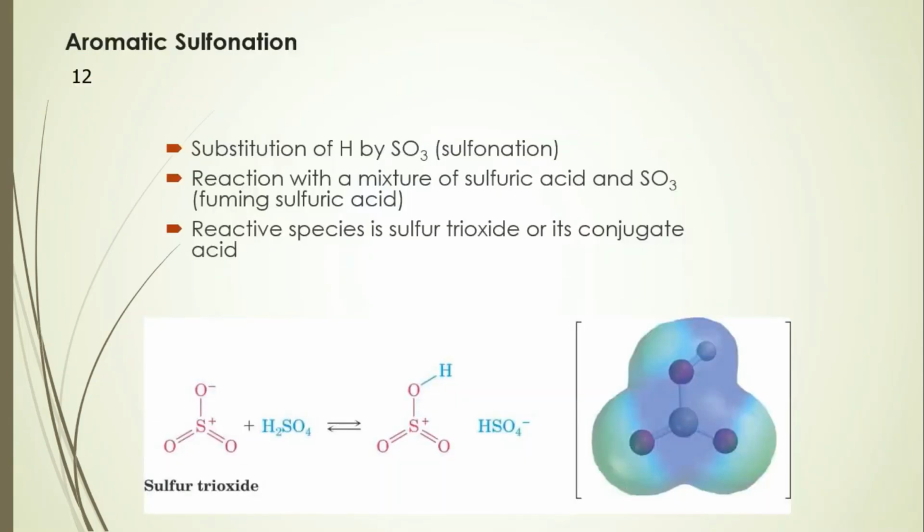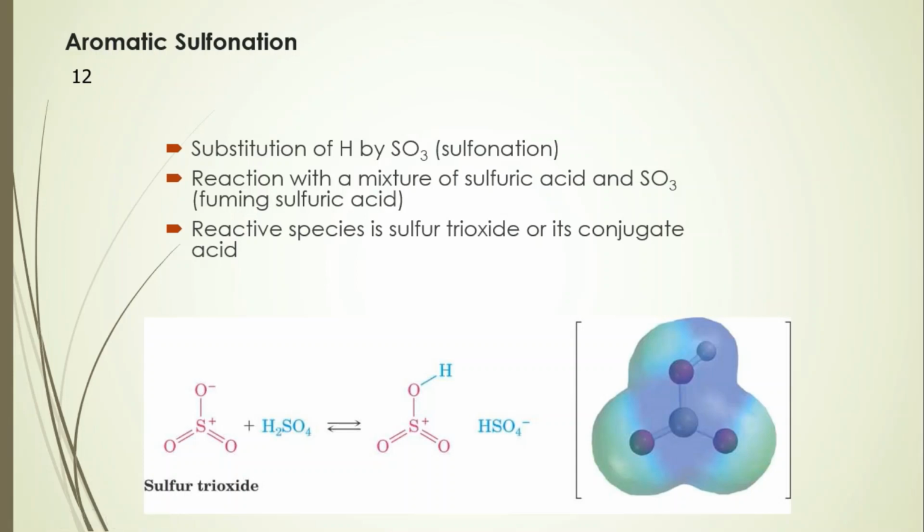Next is the aromatic sulfonation reaction. As is evident from the name, sulfonation means the addition of the sulfonic group. It is the process of substitution of hydrogen of the benzene ring by the SO3 group. How this happens and what the mechanism is, we will be discussing.